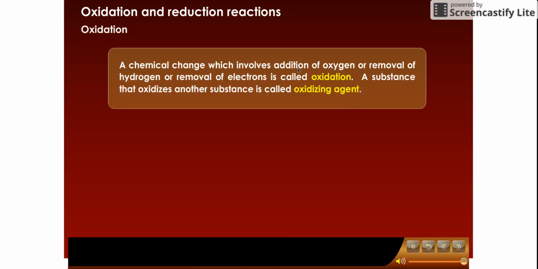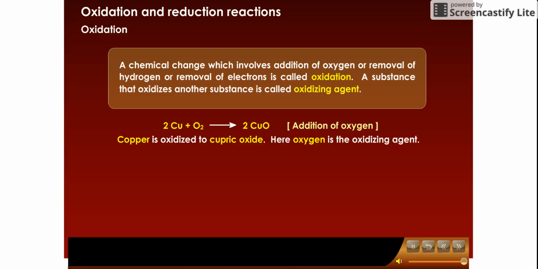Oxidation: a chemical change which involves addition of oxygen or removal of hydrogen or removal of electrons is called oxidation. A substance that oxidizes another substance is called an oxidizing agent. Examples: 2Cu, copper, plus O2, oxygen, gives 2CuO, copper oxide, by addition of oxygen. Copper is oxidized to cupric oxide. Here, oxygen is the oxidizing agent.